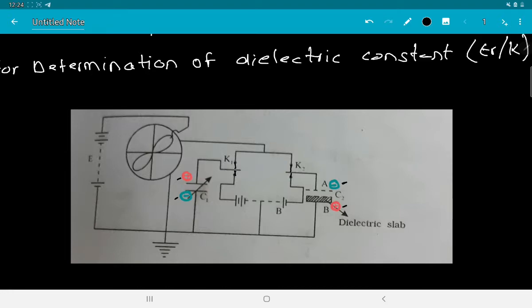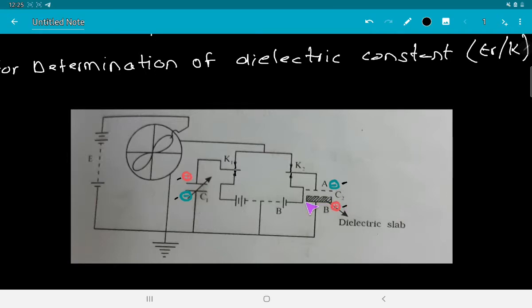Now what we are going to do is we are going to vary the capacitance of C1 such that it becomes equal to C2. Now how do we know that? When C1 and C2 become equal, the electrometer will come back to its original position. That means there will be no deflection. That is why it is called the null deflection method. So once we adjust this value of C1 such that there is no deflection in this electrometer, then we are going to introduce a dielectric slab in between the C2 plates.